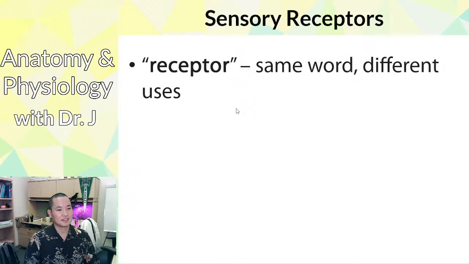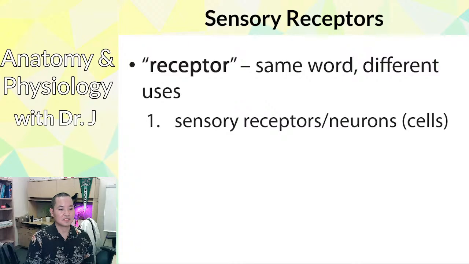Okay, so this is where it can get a little tricky, and especially the Martini book and lectures, and heck, even I sometimes use this interchangeably. But receptor, it's the same word but a different use. It's just about scale. So when we're talking about sensory receptors, are we talking about the cell level? Are we talking about a protein on the cell? Or are we talking about a small structure on the cell?